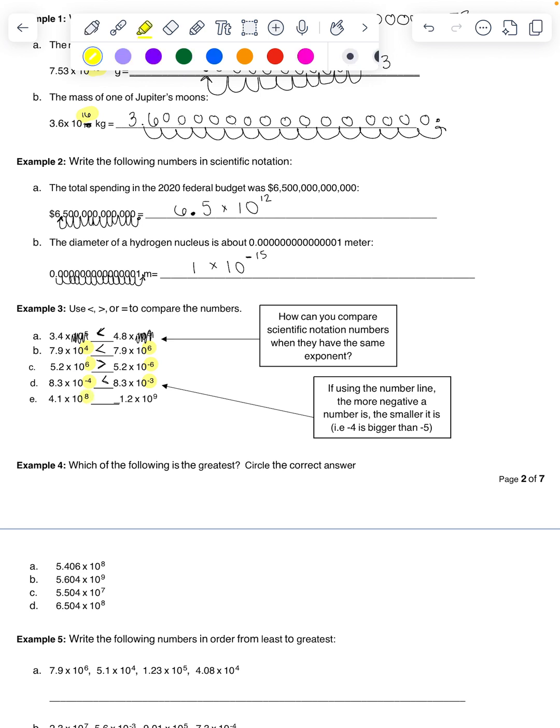4.1 times 10 to the 8th compared to 1.2 times 10 to the 9th. Well, it doesn't matter that 4.1 is more than 1.2 because this one has another 0 on it because it's 10 to the 9th. So this one is still larger because it's got a whole nother 0 on it. If you ever had any confusion, you could certainly write these out.